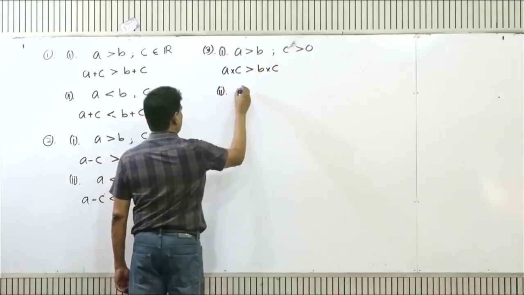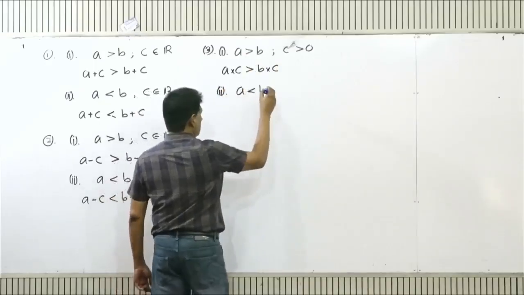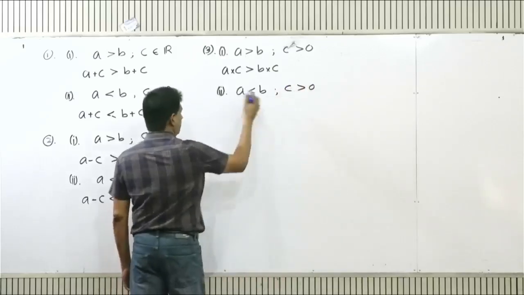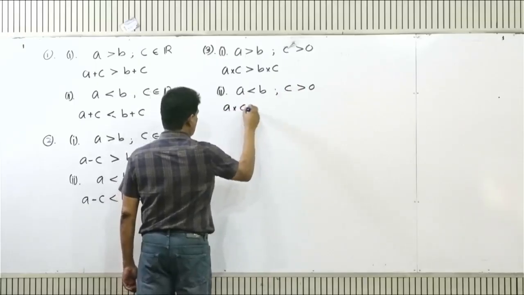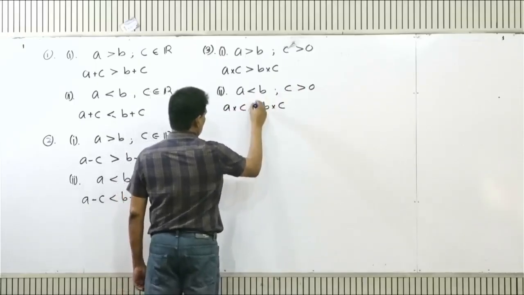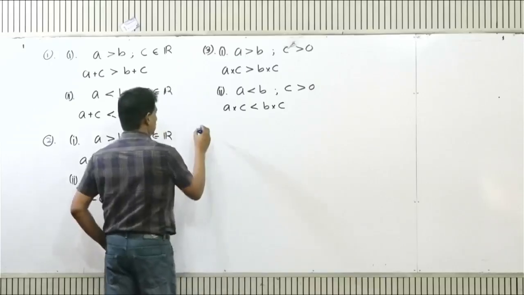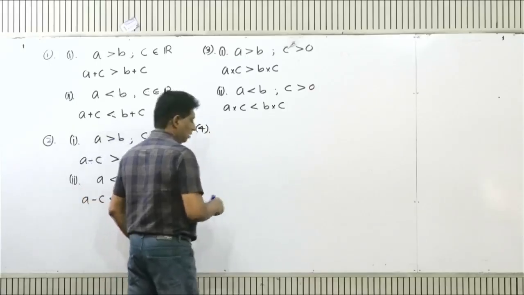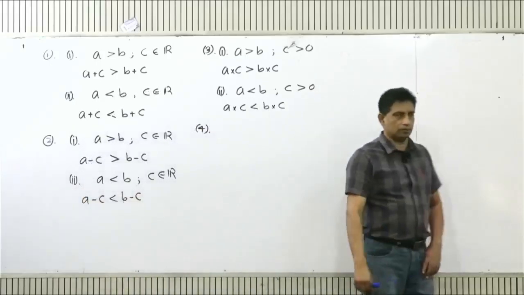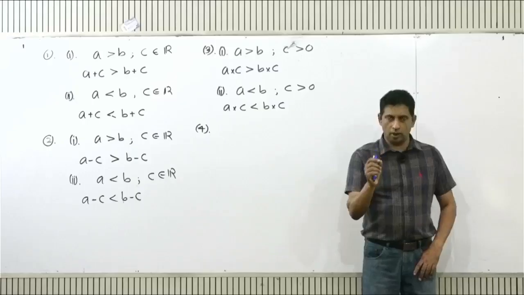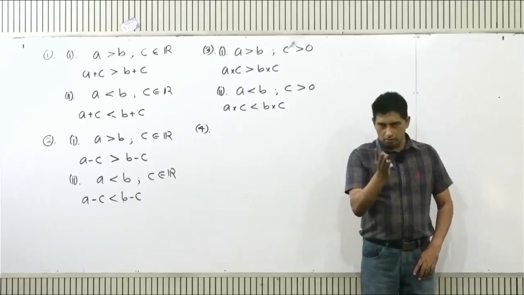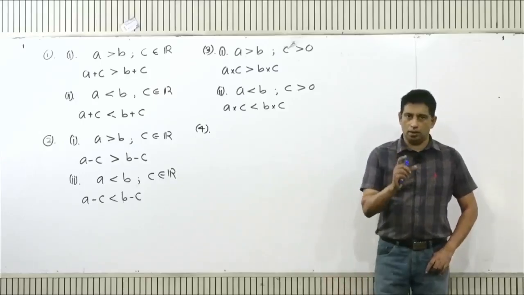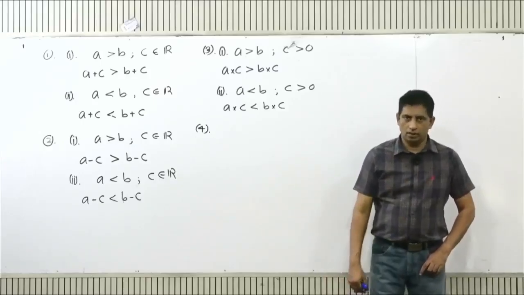Second one, A is less than B and C is positive. Then we can multiply both sides by C. Then the inequality mark does not change, right? Then we can summarize this one. In any inequality, we can multiply both sides by the same positive real number. Then the inequality mark does not change. Right? That is the law.